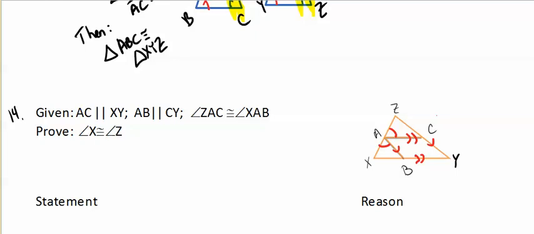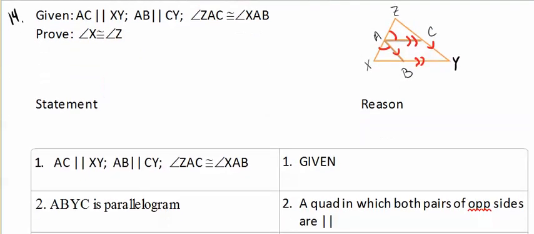From the diagram, hopefully you'll see that now ABYC is a parallelogram because it has two pairs of opposite sides that are parallel. What you also know about a parallelogram is that the opposite angles will be congruent. If the opposite angles are congruent, that means that ACY and ABY are congruent.